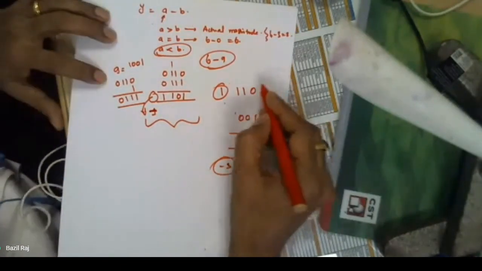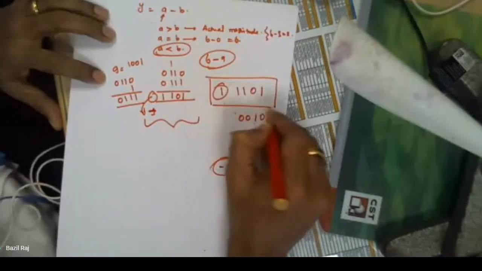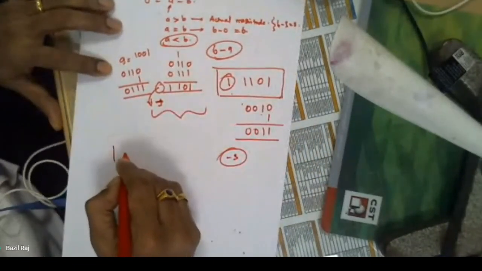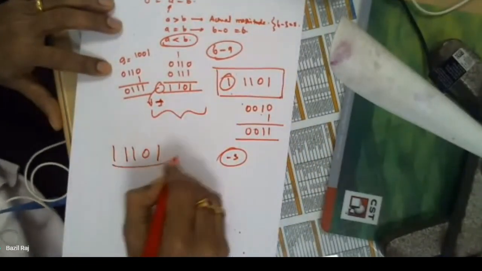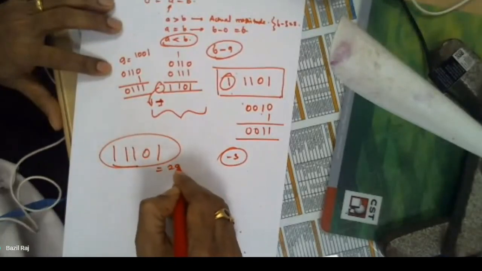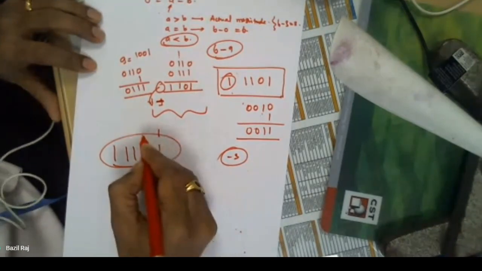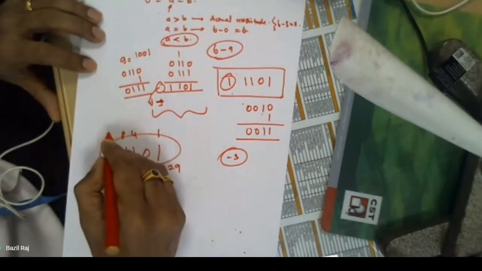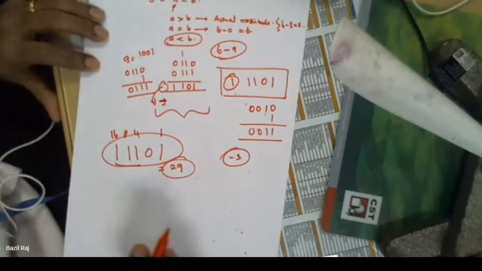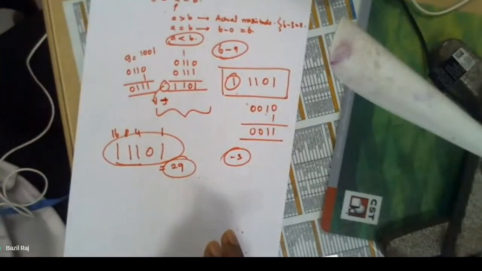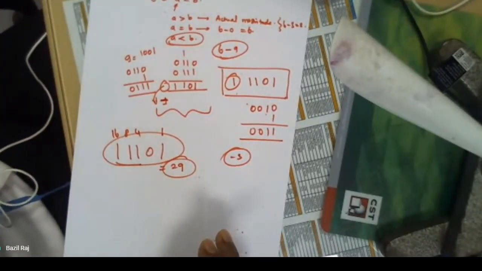But if you allow your software to see it as a signed number, I mean the normal decimal number, it will show like this: 1, 1, 1, 0, 1. What is the magnitude? This is equal to 29. You see there 1, 2, 4, 8, 16. The result is equal to 29. So you will be seeing it as the 29.